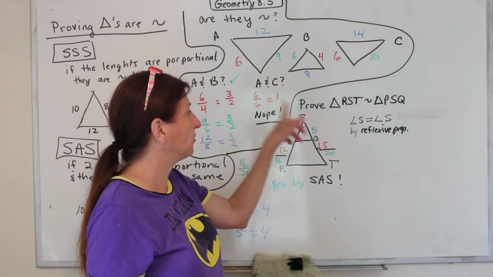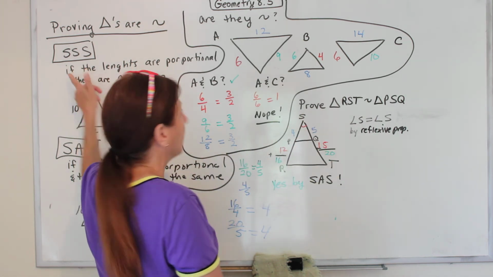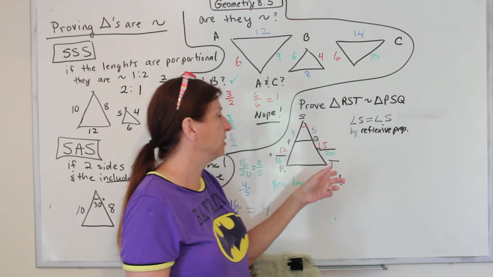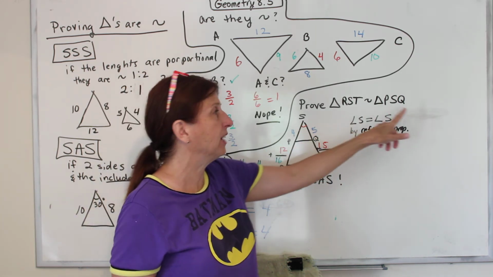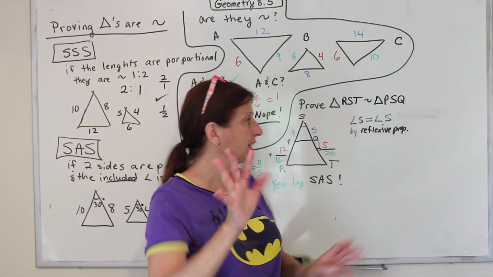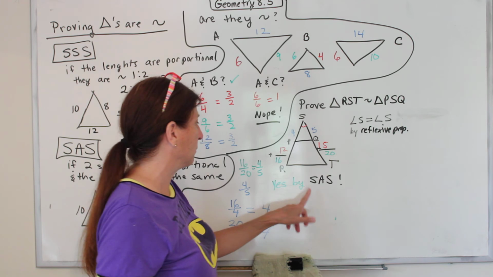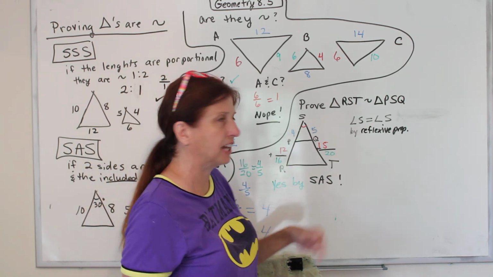So the two sides are similar. We don't know about the third side, so we can't use side-side-side. Two sides are similar, but we can prove it because angle S equals angle S by the reflexive property, the mirror. Then we can prove that these two triangles are similar by side-angle-side. Da-da!